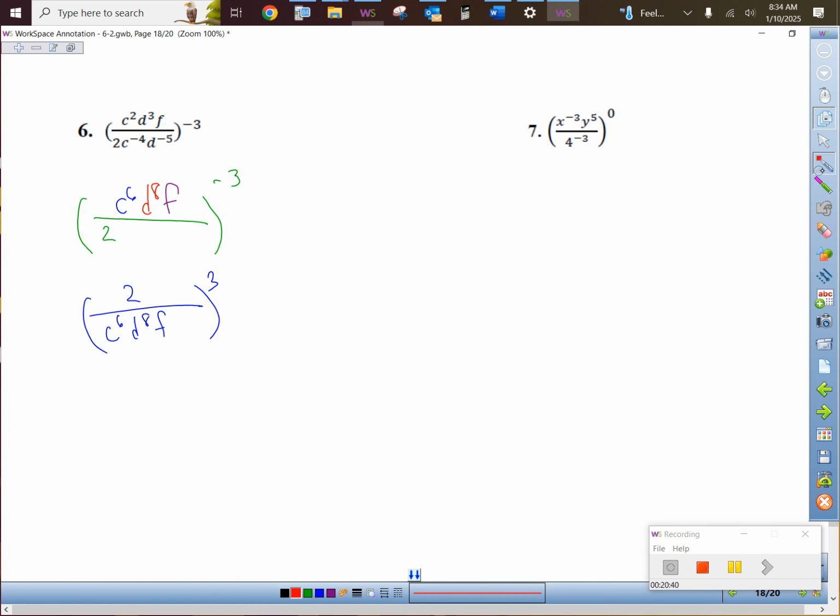And I'll bet we feel real good with this. That's a C to the 18th, a D to the 24th, and an F to the 3rd downstairs. My question is, what's upstairs? 2, 6, or 8? What's upstairs? Yes, this 2 is not an exponent. He is a coefficient. You must raise 2 to the 3rd power and get an 8. Cool? And then we'll do number 7 like a boss, right?